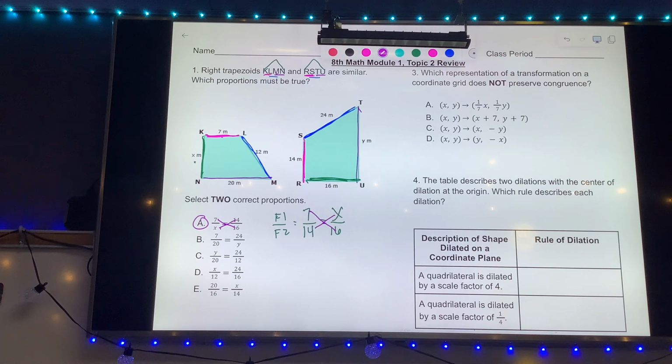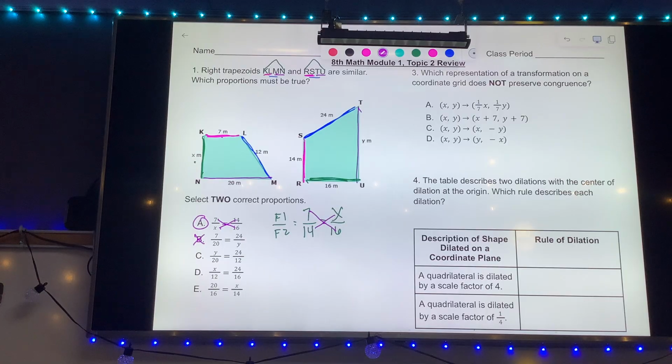I then look at my next one. I see 7 and 20, or I see 7 and 24, whichever way they've written it. I automatically know right then my 7 has to be with a 14. So I automatically know that cannot be the right answer. So let's look at C.